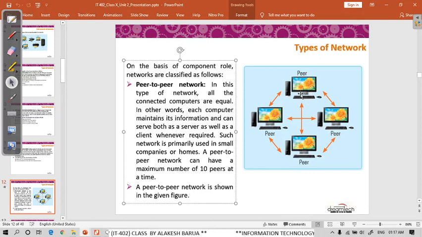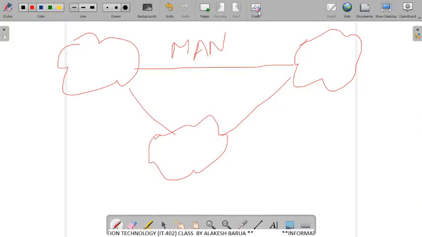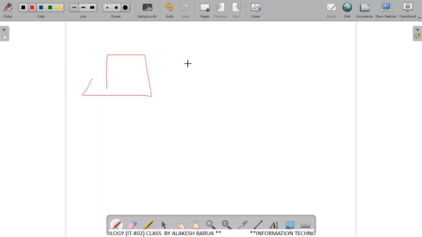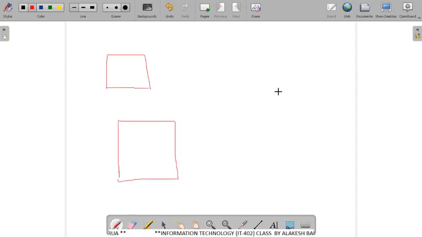If the computers are connected together in an equal manner, so that each computer can behave as a server and a client. Let me explain it here. This is a computer and this is another computer, and even though I'm drawing this one smaller and this one bigger, all these computers are the same. This is computer number 1, this is computer number 2, and this is computer number 3. See here, no big computer in between.